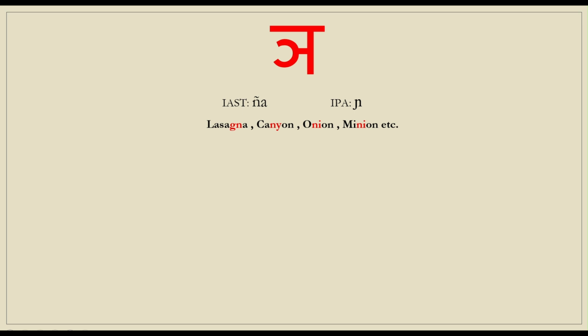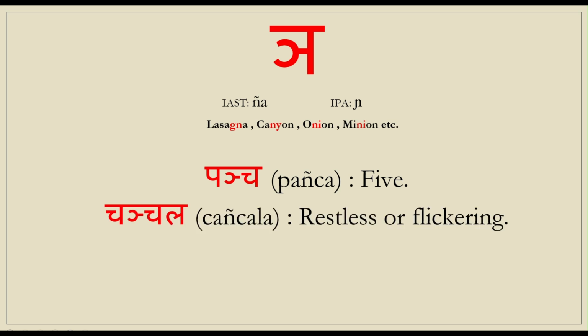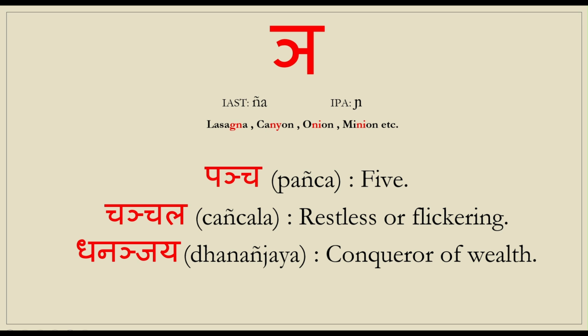And the Sanskrit examples are like the words pancha, which means five, the word chanchala, which means restless or flickering, and the word Dhananjaya, which means conqueror of wealth. And you must have already noted that n with the tilde above it is only representing this consonant because this consonant is basically a consonantal bridge. So here ends our palatal group.